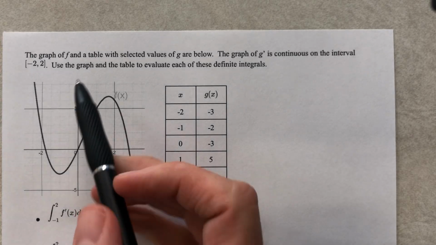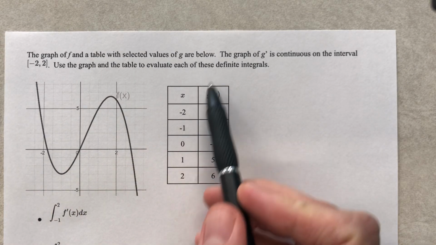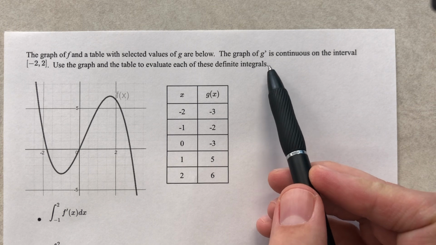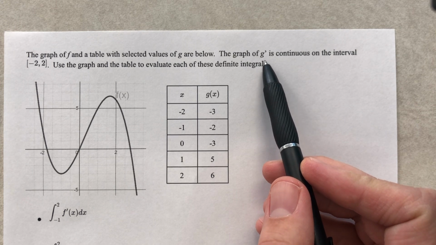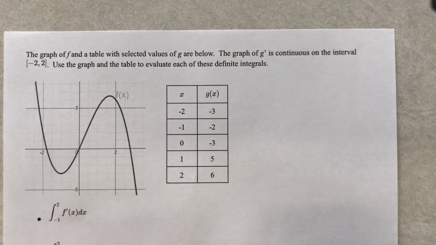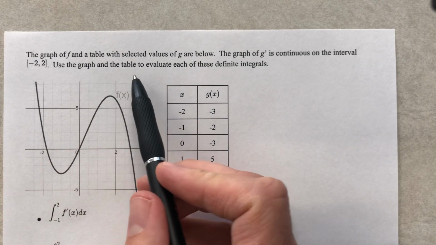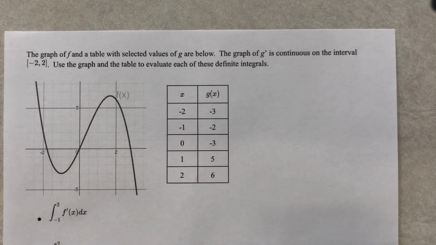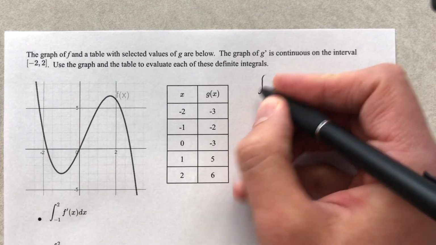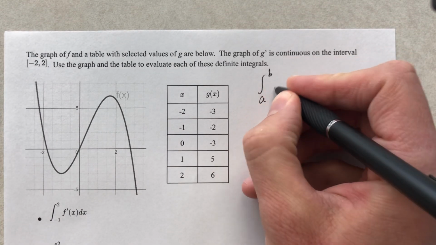Okay, they gave us the graph of f with selected values of g, also in a table, and the graph of g prime is continuous on the interval from -2 to 2. Good to know. Use the graph and the table to evaluate each of these definite integrals. Before we get any further, let me write down some stuff that you just learned.